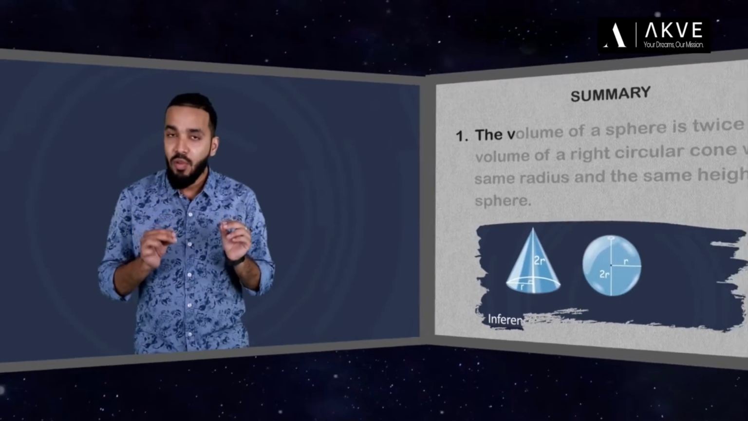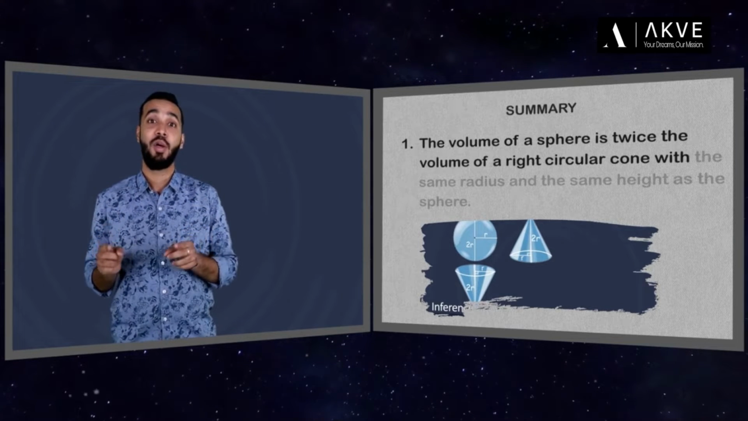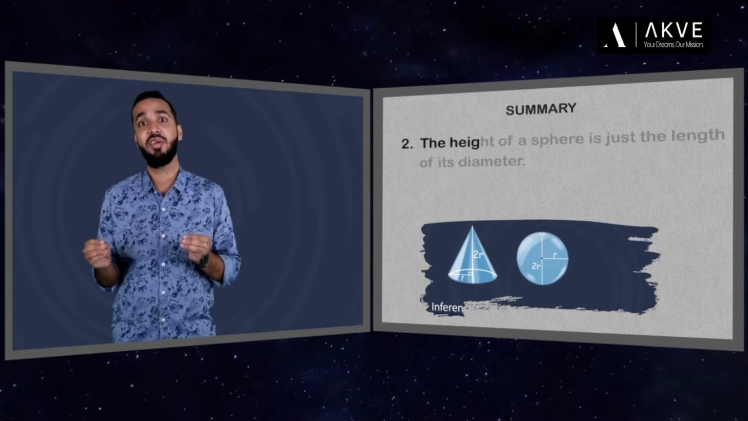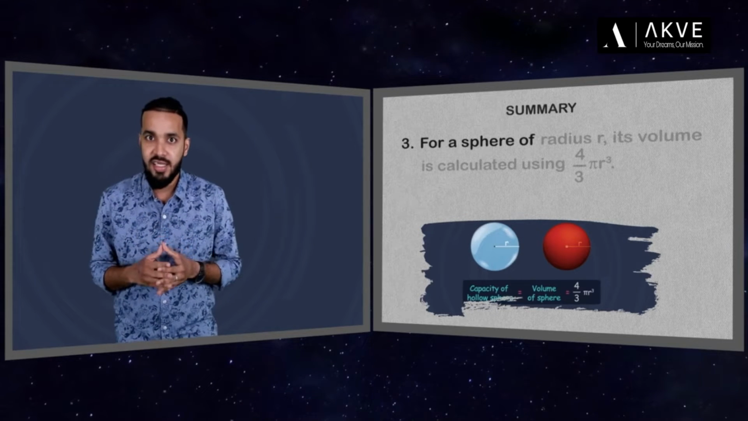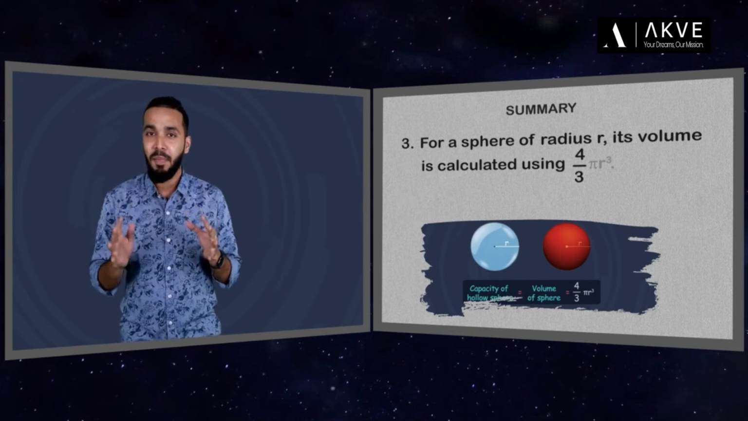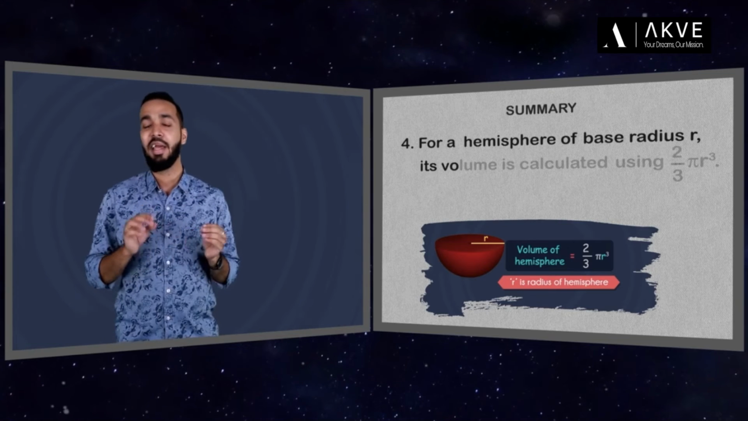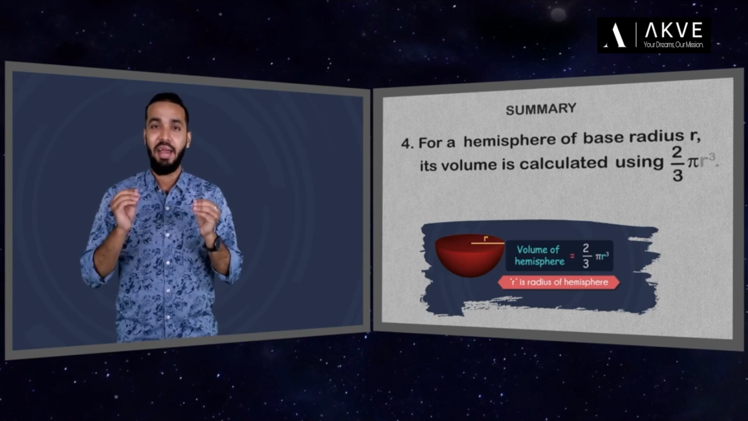So, in this video, we figured out a workaround to find the volume of a sphere. We saw that the volume of a sphere is twice the volume of a right circular cone with the same radius and the same height as the sphere. The height of a sphere is just the length of its diameter. For a sphere of radius r, its volume is calculated using 4 by 3 pi r cubed. And for a hemisphere of base radius r, its volume is calculated using 2 by 3 pi r cubed.